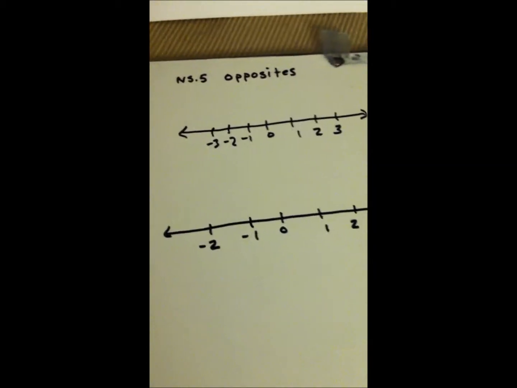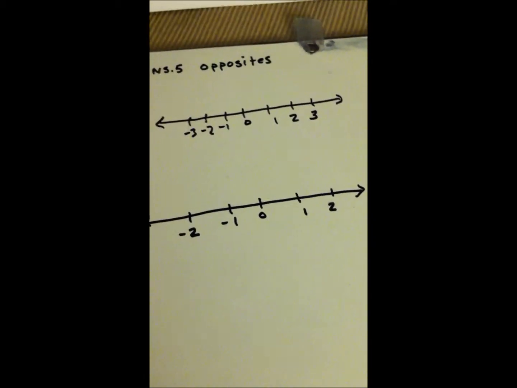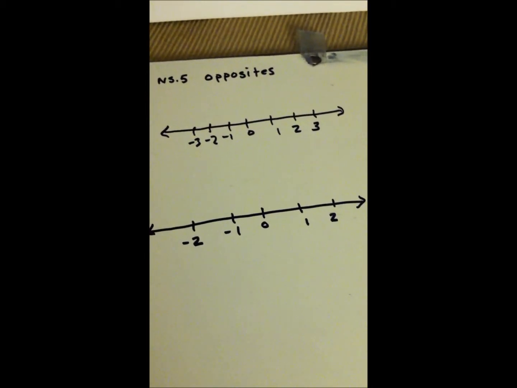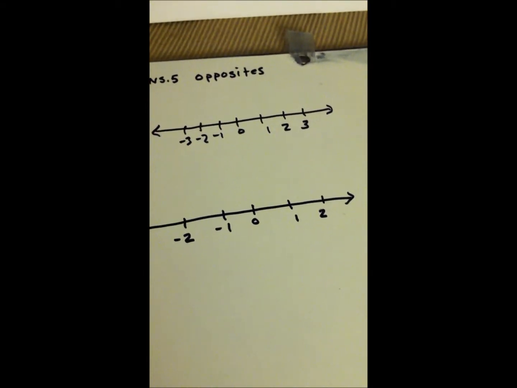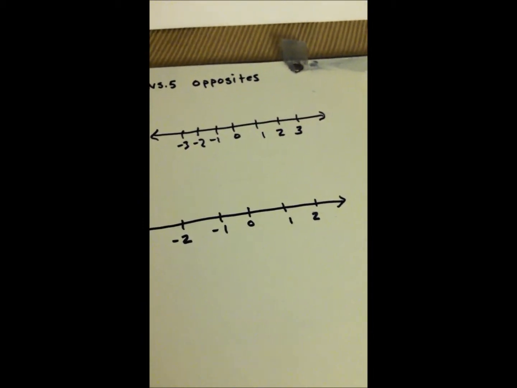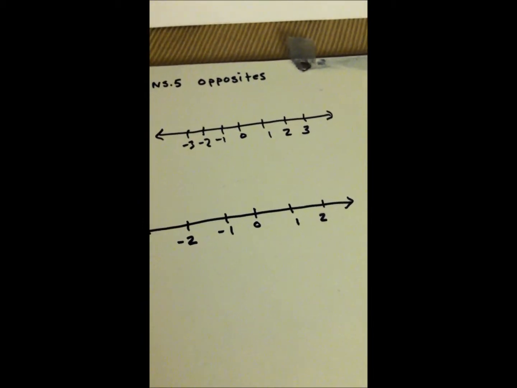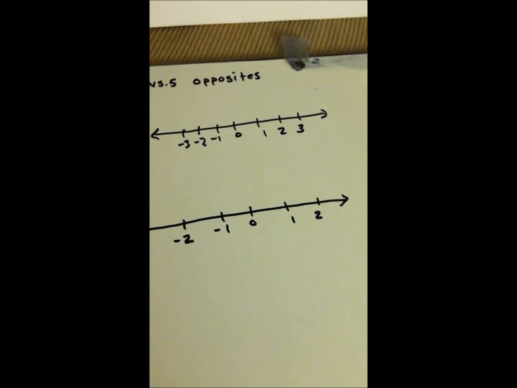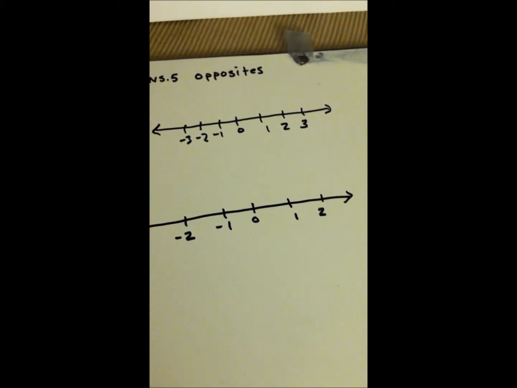This was one of our standards that we did back when we were working on the number line. This standard involves determining the opposites of numbers. And the reason that this has to do with the number line is because that's the easiest way to figure out what we're talking about when we talk about opposites.